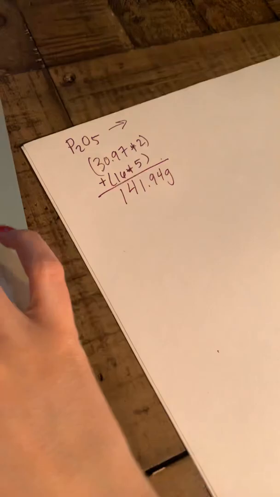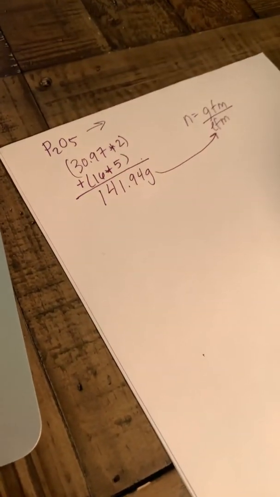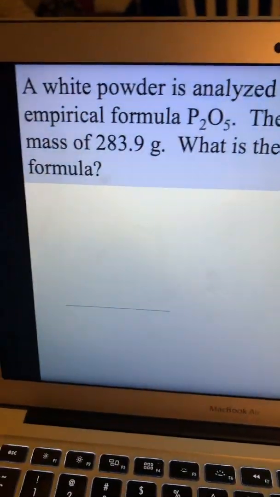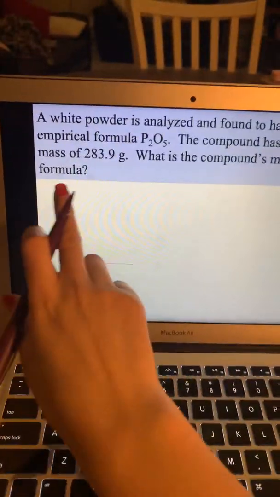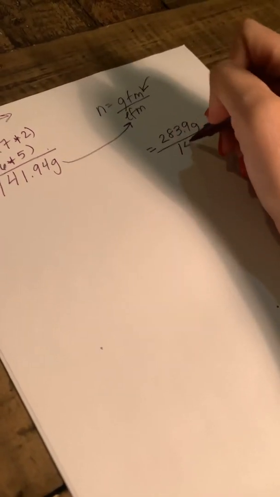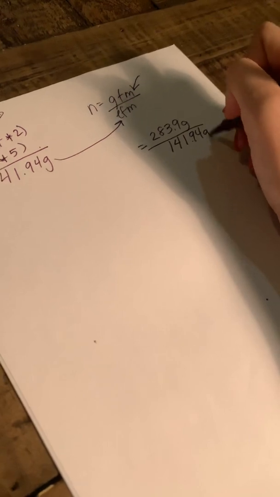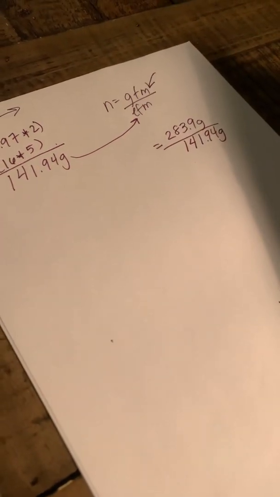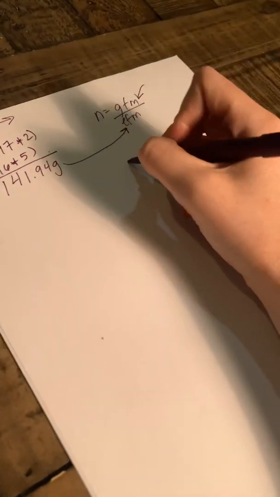Right? So remember, your note said N is equal to GFM, your gram formula mass, over your empirical formula mass. They gave you the GFM. It tells you there: it has a molar mass of 283.9, right? So you're going to have 283.9 grams divided by 141.94 grams, right? So once you divide it, your number is 2.